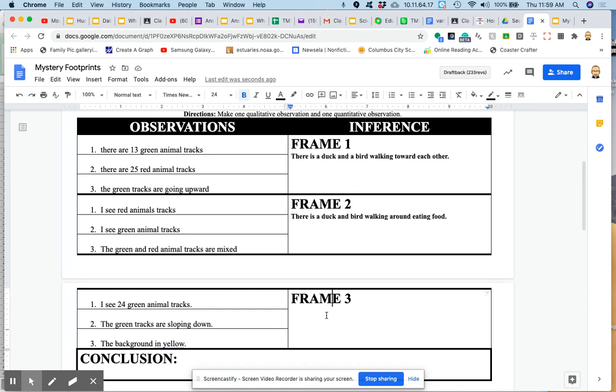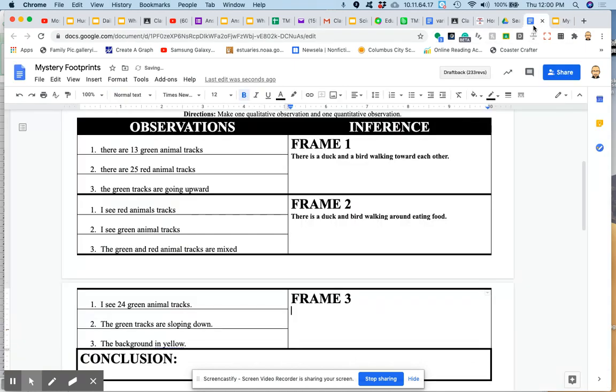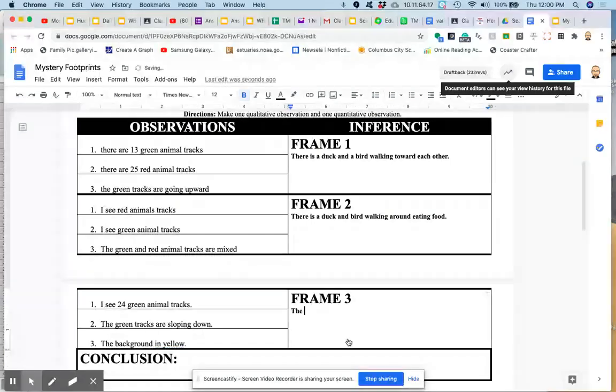Now I can go over to frame 3 and I can say what's going on in this picture. So I'm going to say the bird flew away and the duck is now walking away.